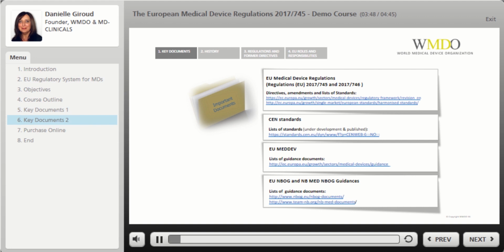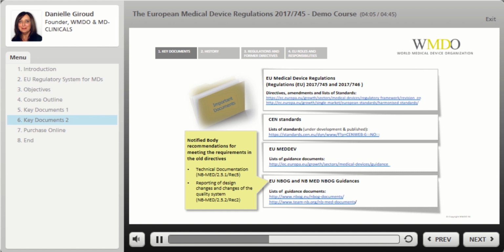NB-MED documents are notified body recommendations for meeting the various requirements in the old medical device directives. However, they still might provide some insight and interpretation guidance that is very helpful with the new regulations. Much of the information from the NB-MED documents has been incorporated into the EU MDR with more clarity than the previous directives. Although NBOG guidance documents primarily provide guidance on specific aspects related to the activities of notified bodies, they can provide insight to manufacturers as to the expectations the notified bodies have for medical device manufacturers.